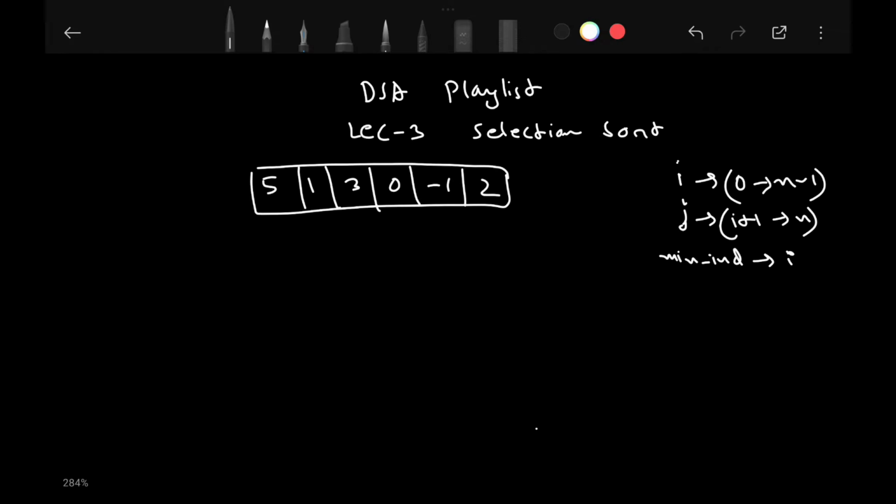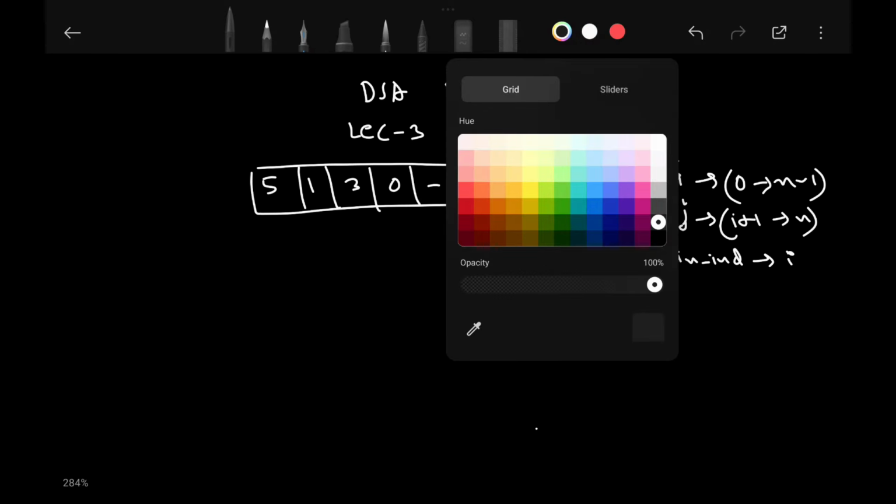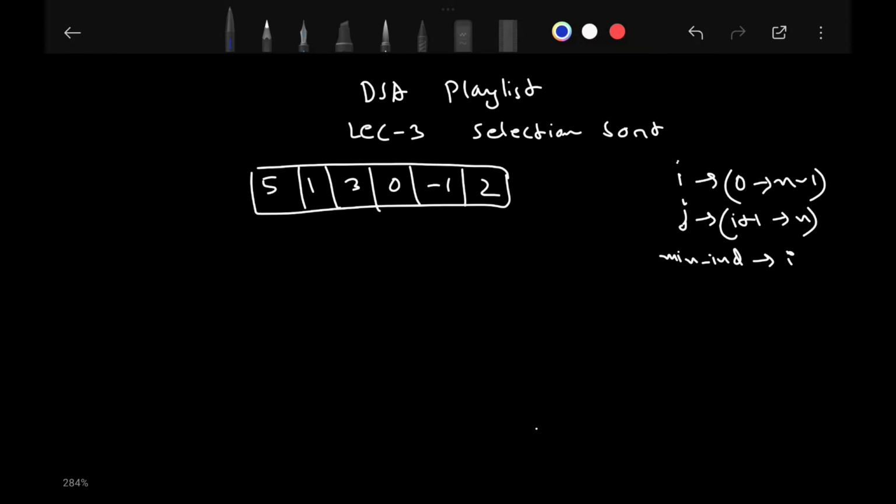Now what did I tell? In order to understand it in a clearer way, let me do one thing. I will point i as a white arrow, j as a red arrow, and min index as a blue arrow. Okay, these will be our 3 pointers. So initially, min index will be pointing at i.